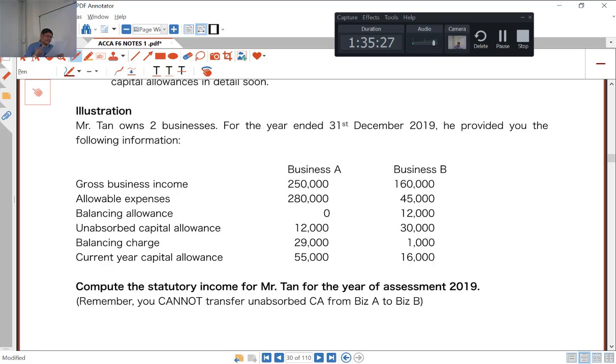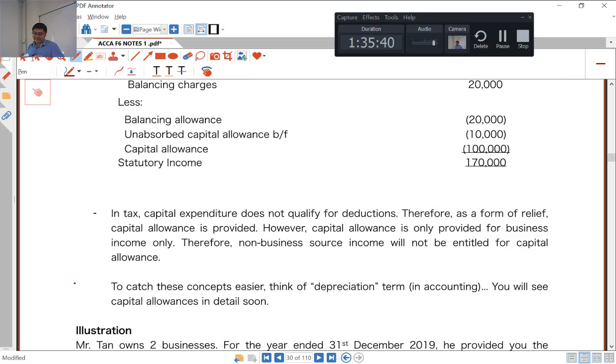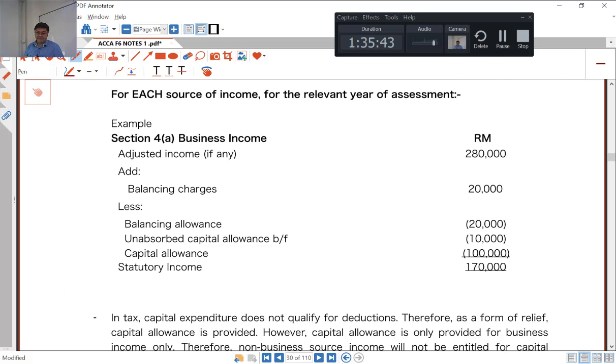Okay. Now, this example will need us to work out statutory income. I've not come to statutory income, so I'm going to explain what we need to do to derive statutory income. So if I go up here, this is what we can see.